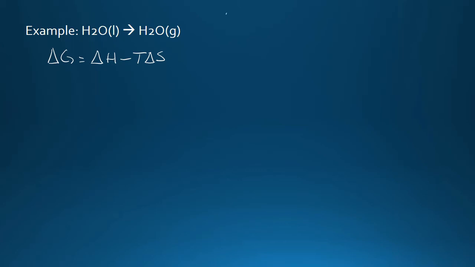So if we have delta S, we're going to look at that first, right? So we can predict, is it going to be a positive or a negative number? Well, we're going from a liquid to a gas. So we're going from more order to more disorder. So we should see a positive change in your entropy value. So remember, delta S of your reaction equals the summation of delta S of your products minus the summation of delta S of your reactants.